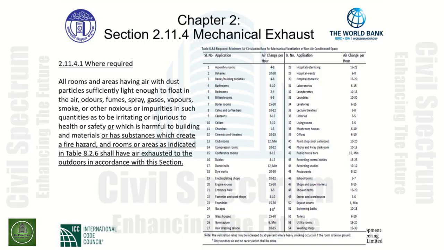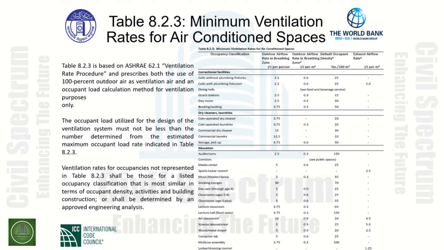The minimum amount of circulation rate for ventilation is to be determined based on the occupant load, space, area, and use of the building in accordance with this table. The air circulation rate specified in this table shall be equal to the combined total of outside air and recirculated air. The occupant load shall be determined in accordance with the data provided in Table 8.2.3. Table 8.2.3 is titled Minimum Ventilation Rates for Air-Conditioned Spaces.